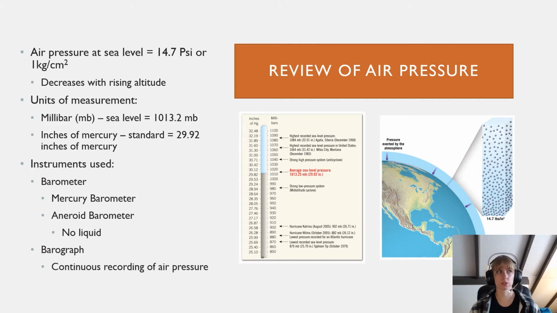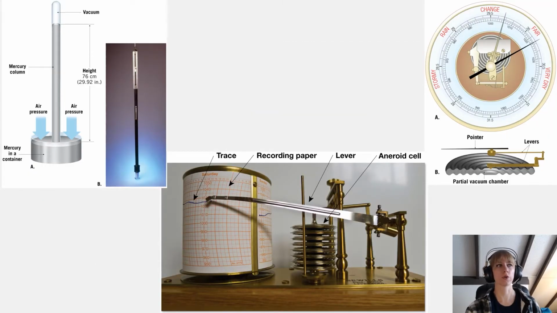Instruments used to measure air pressure are barometers. So you have the mercury and the aneroid barometer. One has liquid, one does not. And then we have the barograph, which is the continuous recording of air pressure. So here is our mercury barometer, and here is our barograph.